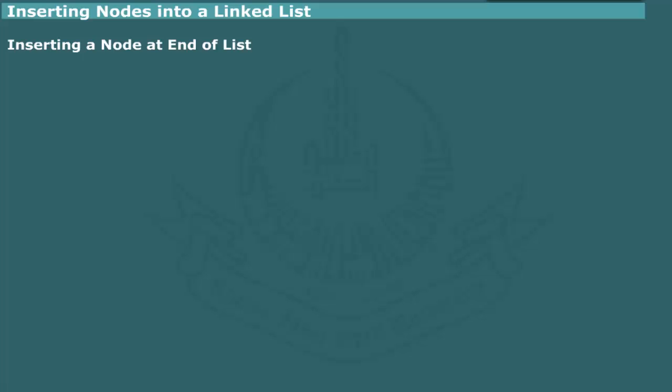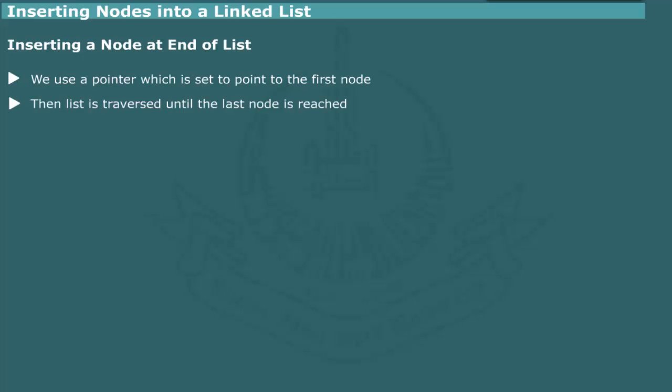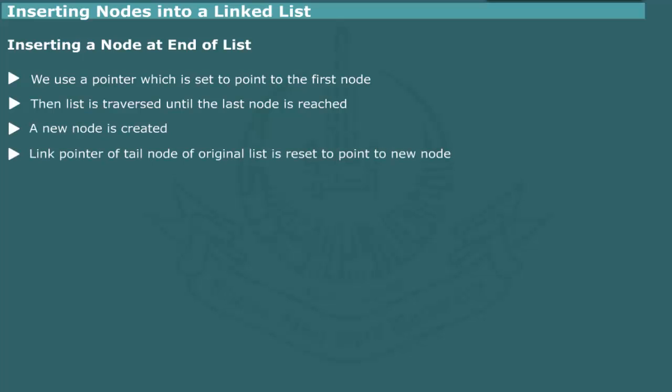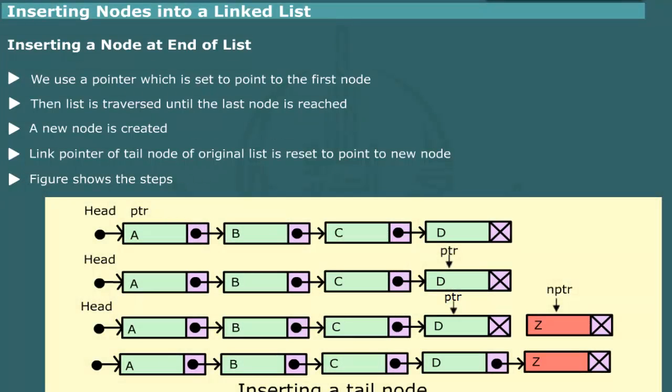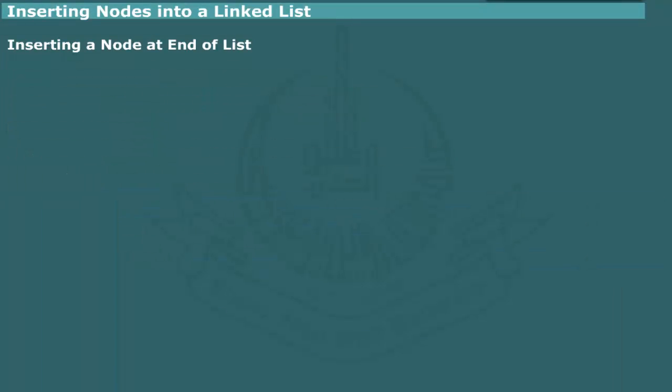Inserting a node at the end of the list. In order to add a node at the tail, we use a pointer which is initially set to point to the first node. Then the list is traversed until the pointer points to the last node. A new node is created, and the link part of the tail node of the original list is reset to point to the new node. The figure shows the steps for inserting a tail node.